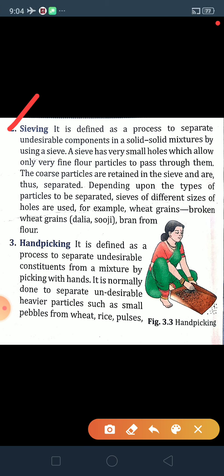And we know in our home also there is a sieve, and a sieve has very small holes which allow only small particles. The particles which are small in size we can separate, because a sieve has very small holes. Not always very small, sometimes different sizes of holes are used. Depending on the size of the particles, we can use different sizes of holes in different sieves.